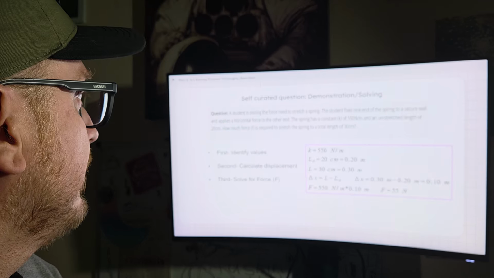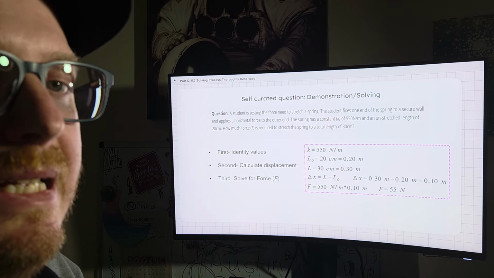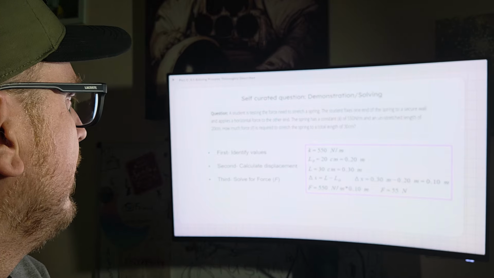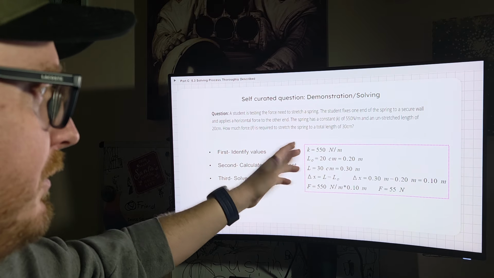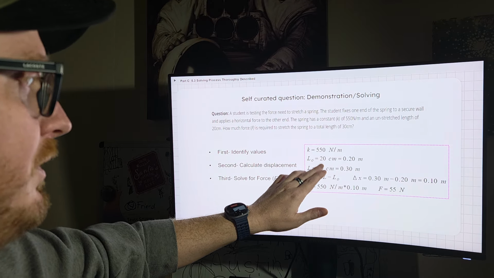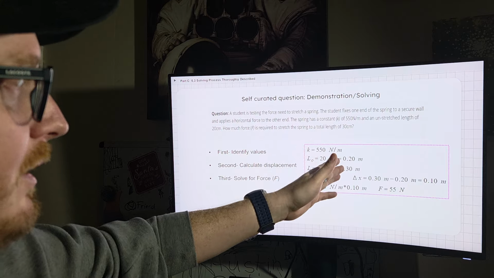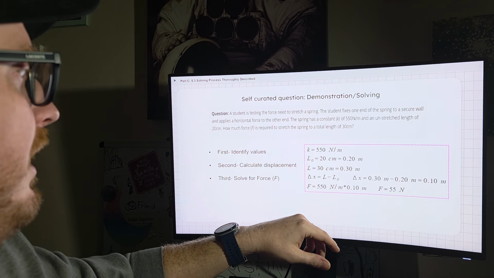All right, in this slide, we're talking about the solving process. So I'm going to go over how the question breaks down, how to solve it step by step. First we want to identify the values, which are, like we spoke about before, the constant, which is 550 newtons per meter. And we'll see later that the meters cancel out and it just becomes newtons.